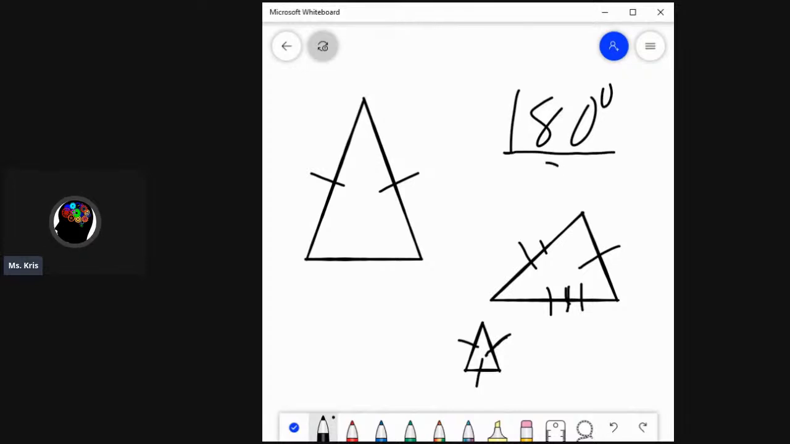And how do we know? Because if I take 180 and I divide it by 3, that equals 60. So an equilateral triangle measurement of each angle inside will always be 60 degrees because 60 plus 60 plus 60, that's 180. Therefore, an equilateral triangle, meaning all of my sides equal, is also an acute triangle because all of my angles equal, and all of my angles equal 60 degrees.